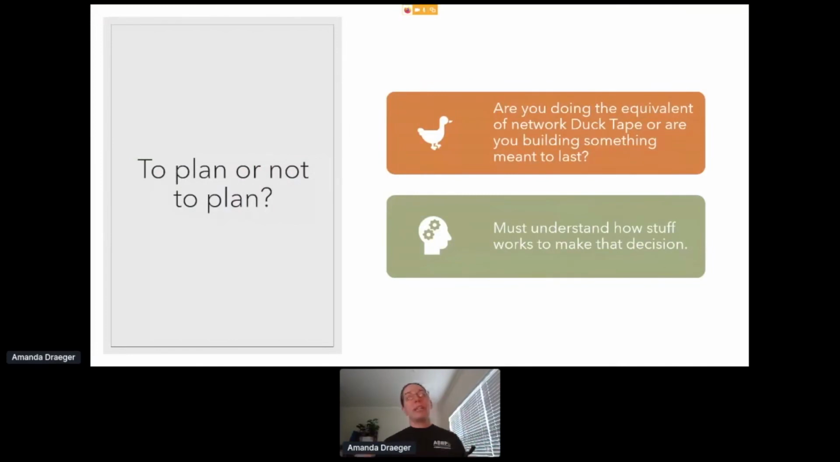So when you're looking at your project, do you plan or do you not plan? Are you building the equivalent of network duct tape, just get it fixed quickly? Or are you building something that's meant to last? Are you building something that needs robust documentation? Are you building something where you need to carefully consider what programming language or what framework you're using to build that project? Or do you just need it to work? In order to answer those questions, you have to understand how stuff works, how that project supports your particular business environment and your company's priorities.